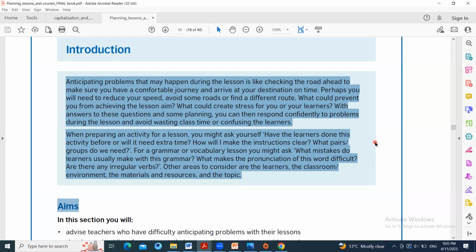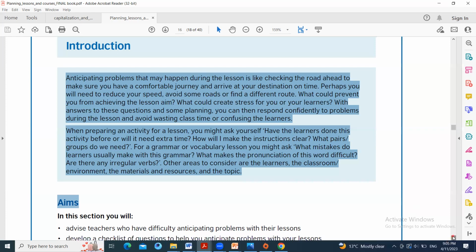For grammar or vocabulary lessons, you might ask what mistakes do learners usually make with this grammar? What makes the pronunciation of this word difficult? Are there any irregular verbs? Other areas to consider are the learners, the classroom environment, and the materials, and also the resources and the topic.